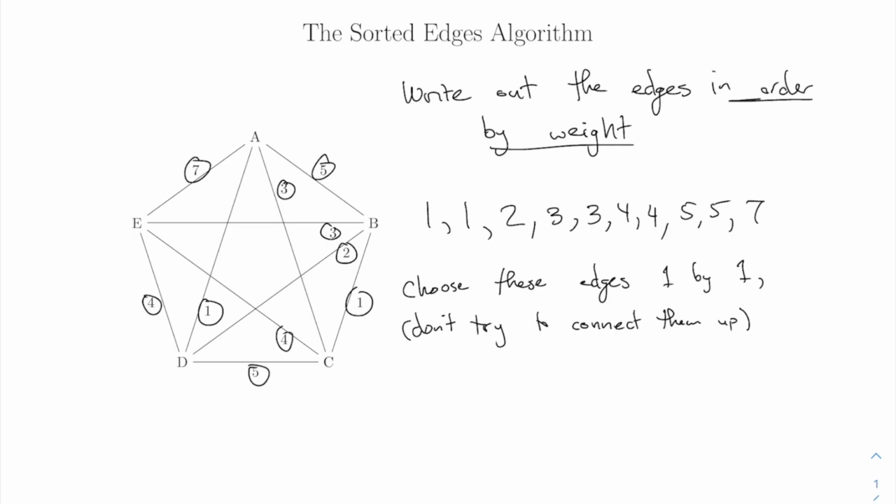And you just have to make sure as you choose them, you don't do anything illegal. And what counts as illegal is never make a subcircuit and never make a three-way junction, because that's not allowed in a Hamilton circuit. All right?